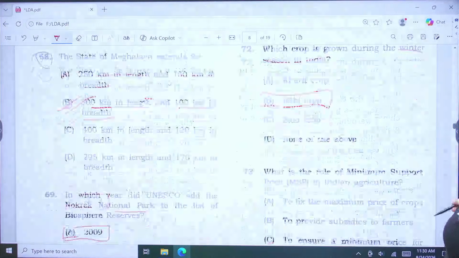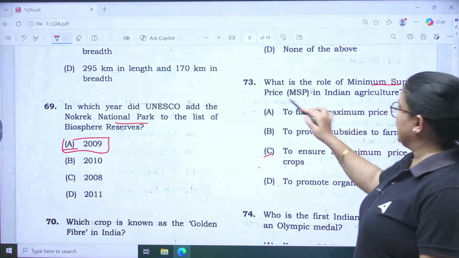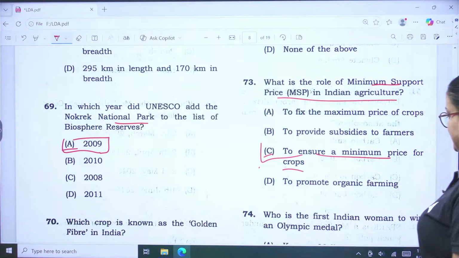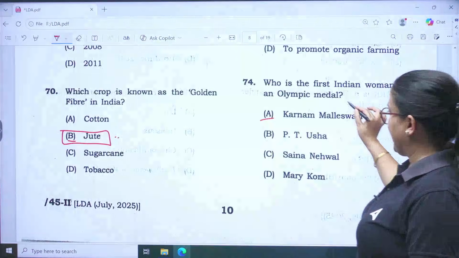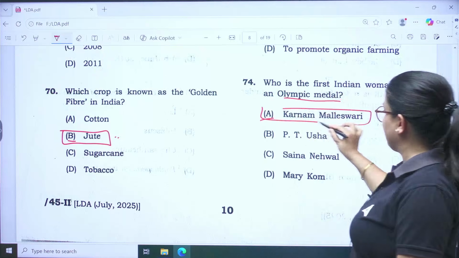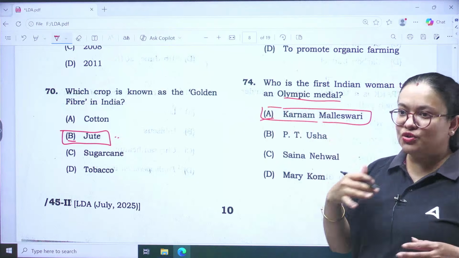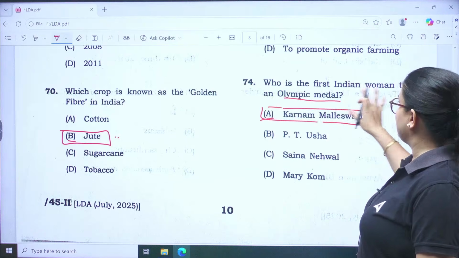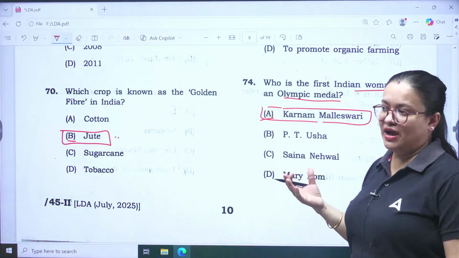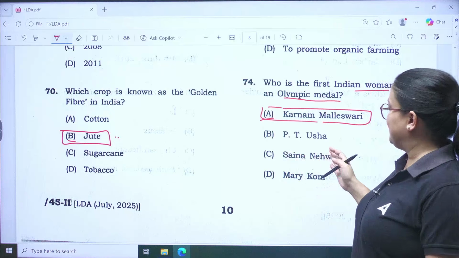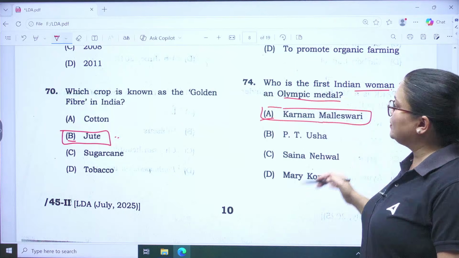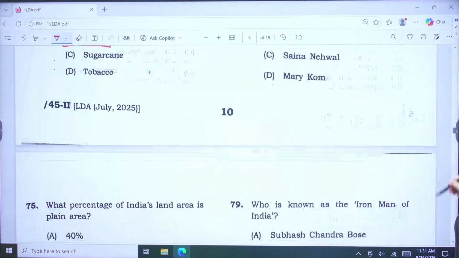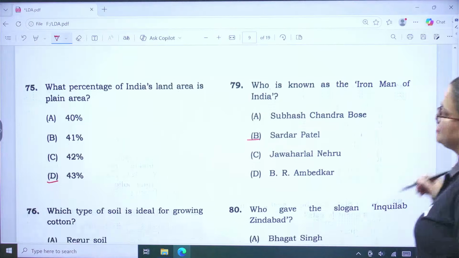Next question, what is the role of minimum support price, MSP, in the Indian government? It is to ensure a minimum price for the crops. Okay. Next, who is the first Indian woman to get an Olympic medal? Here many of you have given PT Usha. It was not asked like which woman. It was asked directly about a medal. Some of you thought about athletes. Many of you have given PT Usha, but she was the first one who got an Olympic medal. I have already told you that you have to learn about sports. Questions are frequently asked about sports also.